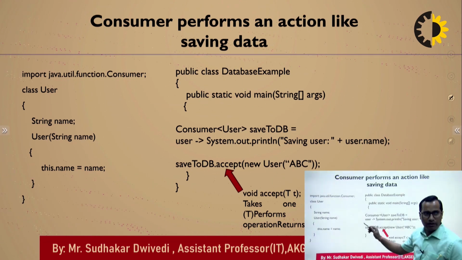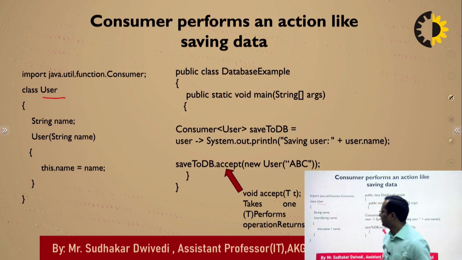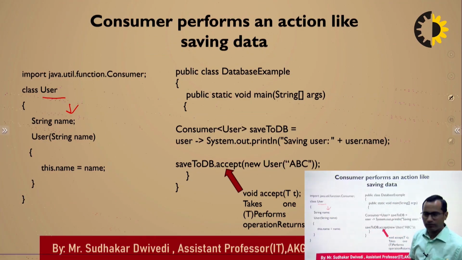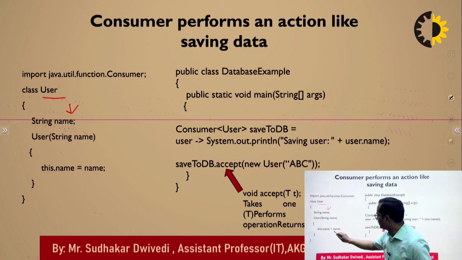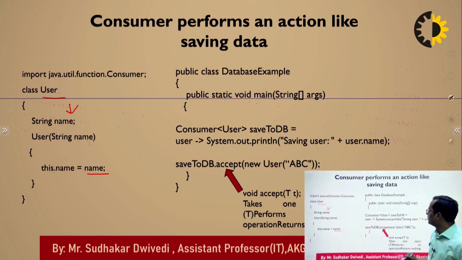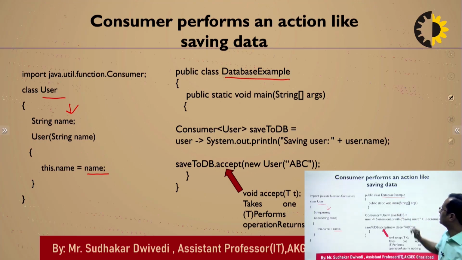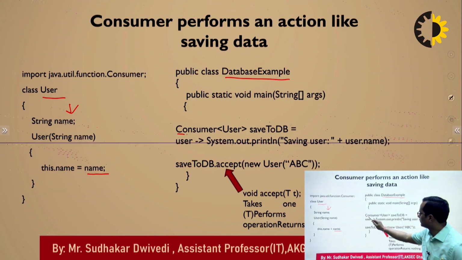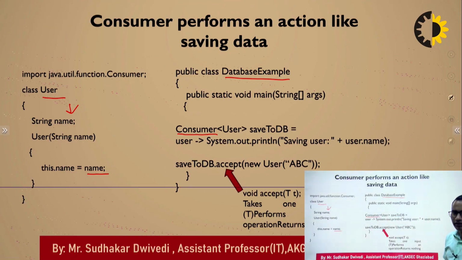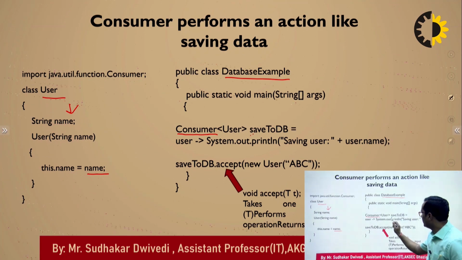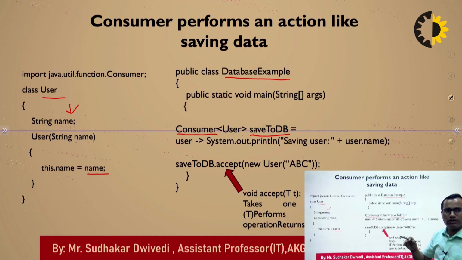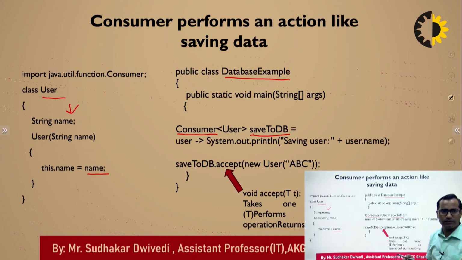So we have a class named User, and we are just focusing on the name of the user. So we are setting the name to the name parameter of this User. This is the main class, the DatabaseExample, and I have used the Consumer functional interface. This is saveToDB. That means we are going to save this name of the user to the database. So we are going to save the details of this user to the database, right?